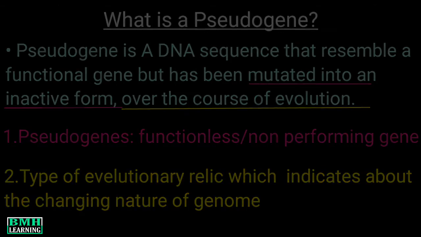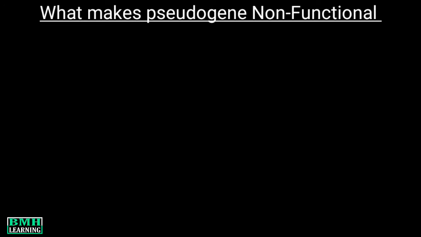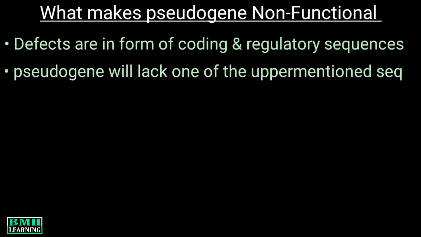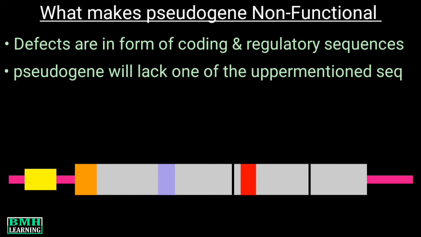Now what is it that actually makes the pseudogene non-functional? Or in other words, what are the common defects in a pseudogene? The defects are in the form of coding and regulatory sequences. That means a pseudogene will lack one of the above-mentioned sequences, and this can be any one of the sequences shown in the diagram.